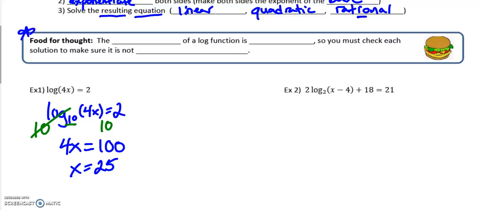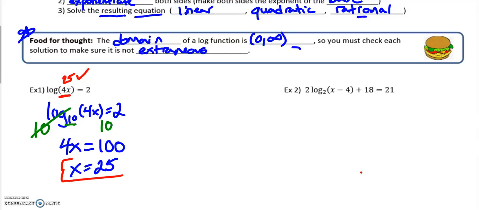Now, food for thought, going back up here. Remember, the domain of the log function is 0 to infinity. So you must check to see if the solution is a solution and make sure it is not extraneous. And we can just do this visually. So for my check, I'm going to come right back up here and look at the inside of my log term. Now I'm going to notice if I put a 25 in for x, then I keep everything positive and I'm good to go. So this is my solution, x equals 25.